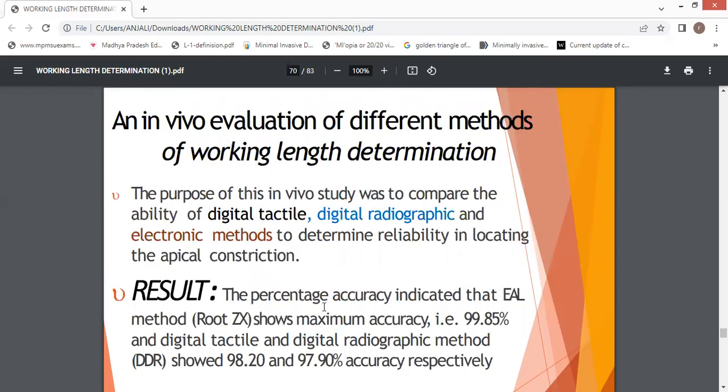An in vivo evaluation of different methods of working length determination. The purpose of this in vivo study was to compare the ability of digital tactile, digital radiographic, and electronic methods to determine reliability in locating the apical constriction. Result: the percentage accuracy indicated that the EAL method shows maximum accuracy, i.e. 99.85%, and digital tactile and digital radiographic methods showed 98.20 and 97.90% accuracy respectively.